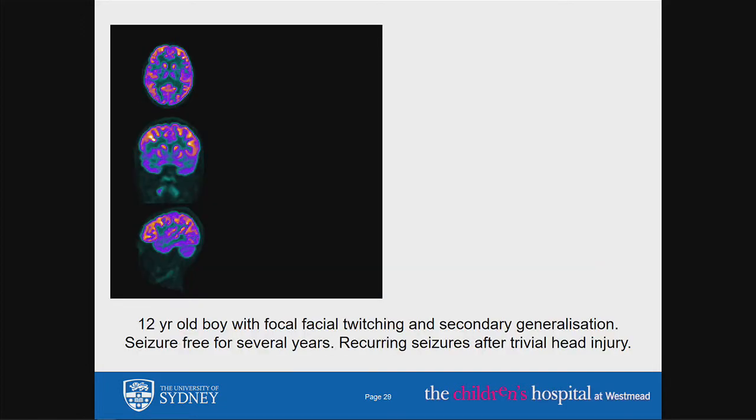This one's a bit more subtle. A 12-year-old boy with focal facial twitching and secondary generalisation was seizure-free for many years, but then recurring seizures after a head injury. Who can pick the zone of hypometabolism?